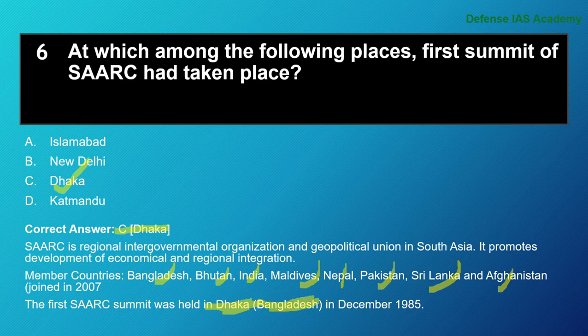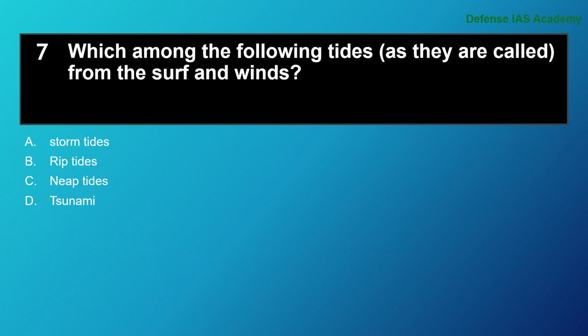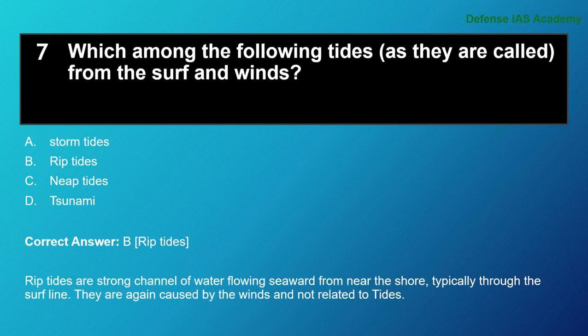And in which year was it held? It was held in December 1985. Which among the following tides is caused by the surf and winds? The answer is option B, riptides. Riptides are strong channels of water flowing seaward from near the shore, typically through the surf line. They are caused by the winds and are not related to the tides.